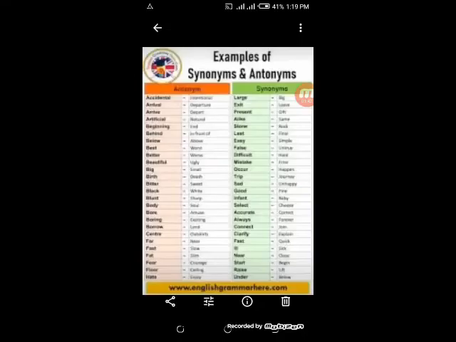Now here are examples of synonyms and antonyms. Please take a good look at the words and write down as many as you can.